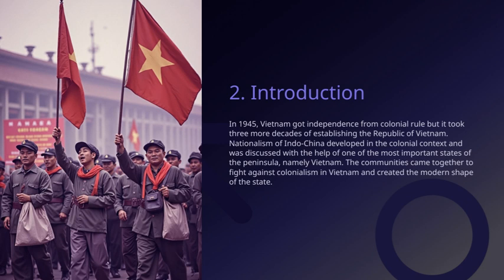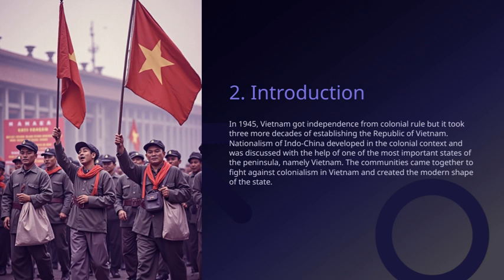However, it didn't immediately become a fully established nation. It took about 3 more decades to fully shape the Republic of Vietnam. During this period, nationalism in the region, particularly in Indo-China, grew stronger. This nationalism was deeply rooted in the colonial context, meaning it was a response to foreign domination and a desire for self-determination. Vietnam played a central role in these discussions, serving as one of the most important states in the peninsula.